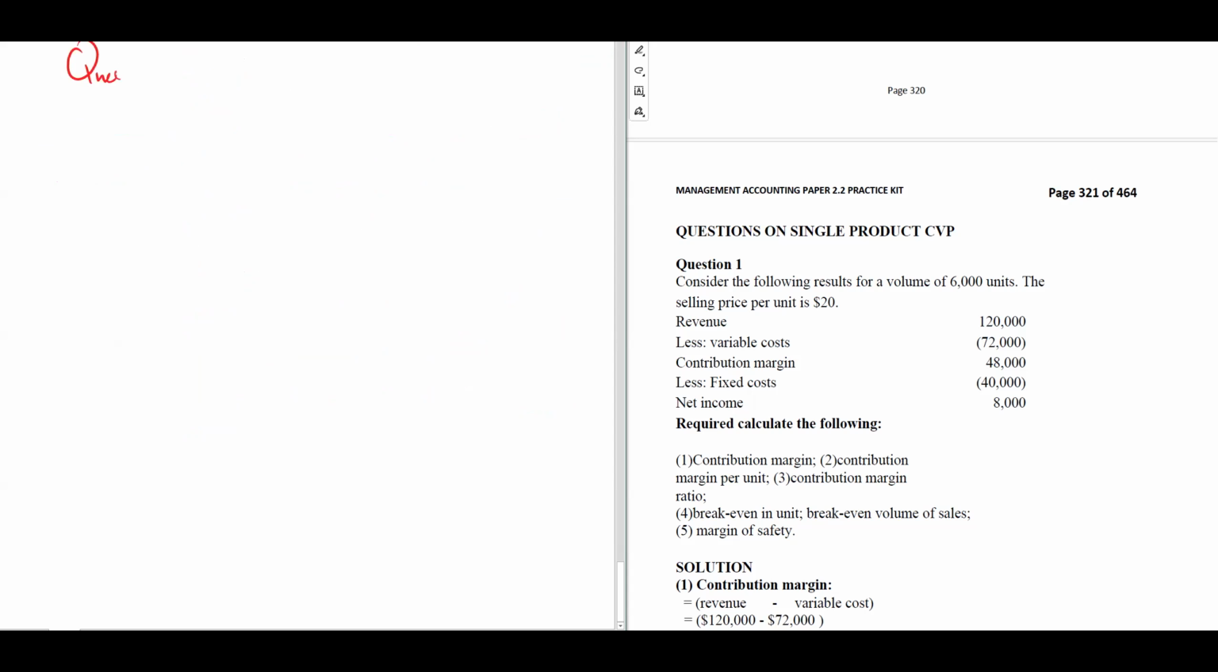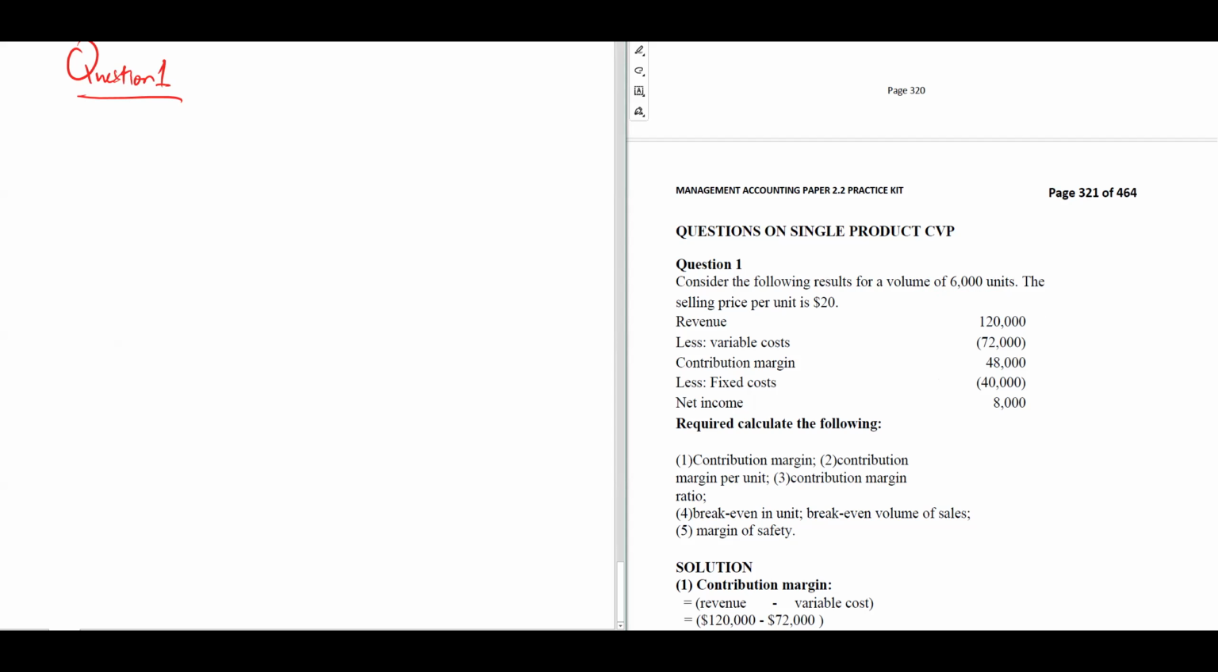So let's take question 1. Question 1 says, consider the following results for a volume of 6,000 units. Now, one thing you must understand is what we learned in marginal costing: even if the number of units is given, everything here was for 6,000 units. Do you all agree? Since it is for 6,000 units, I told you that marginal costing is all about our contribution. So the first thing I have to do is to find my contribution per unit.